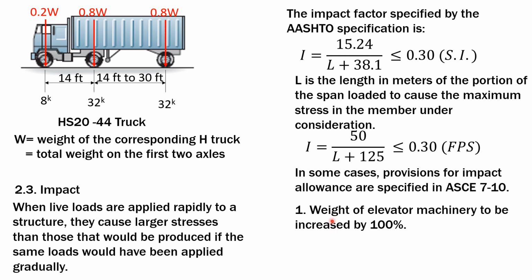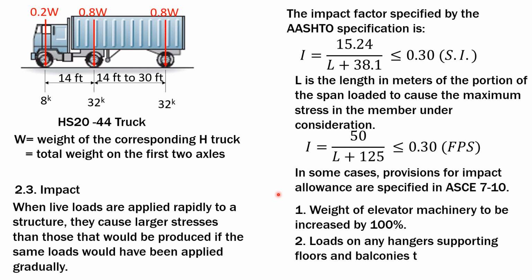So the weight of elevator machinery is to be increased by 100%. So you double that for elevator machinery. Loads on any hanger supporting floors and balconies are to be increased by 33%. So you increase the loads by 33% before you analyze these types of structures.